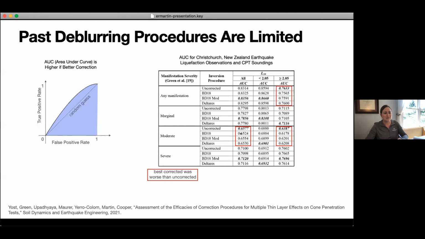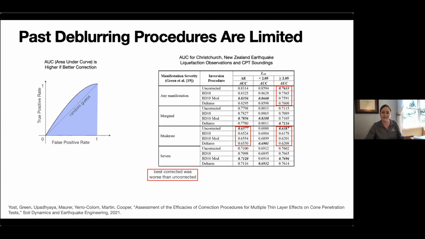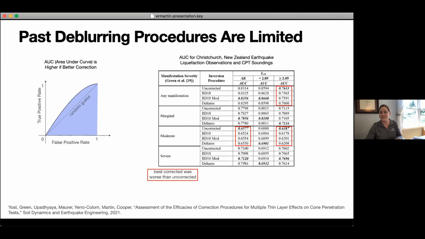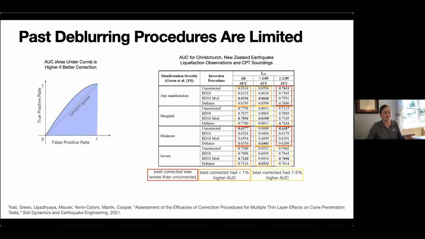And typically we found that the best corrected version of our profiles actually did a worse job at predicting what our soil liquefaction should be in this Christchurch, New Zealand data set where liquefaction was an issue than just leaving the data uncorrected altogether. In the best case scenarios, sometimes we would get maybe about 1 to 2%, never a really good improvement in our actual end outcome, which is the area under the curve of predicting soil liquefaction from a data set that's been corrected.